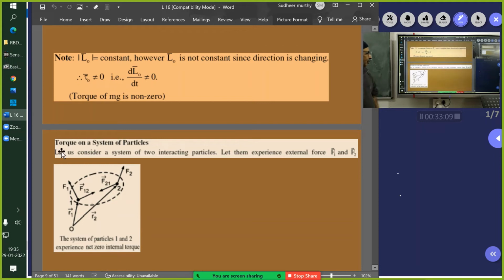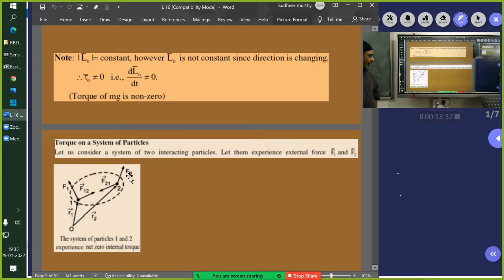Here I will take you to the next level. So as we discussed in the earlier case, L naught bar due to system of particles. So here, tau naught bar due to system of particles. Now what you can identify here is that O is the reference, and R1 bar, R2 bar are the two position vectors, and particles 1 and 2 are taken here.